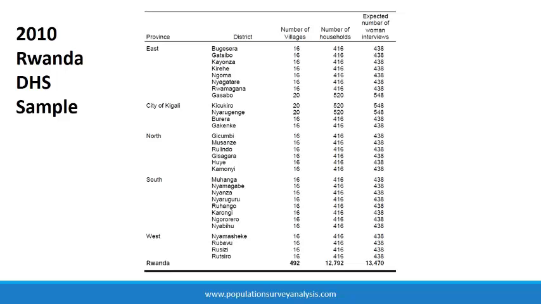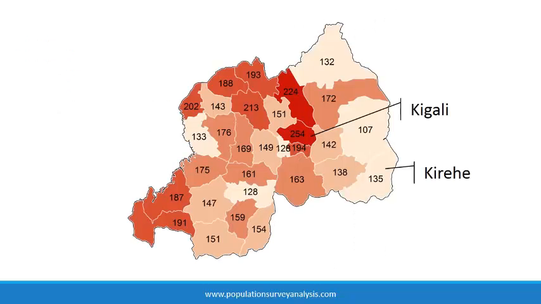Let us think about the impact of stratification through an example. Let us say we are going to select a stratified sample in Rwanda, and we stratify by Rwanda's 30 districts. Here are the total 2010 population figures, in thousands, where dark colors represent larger populations. Kigali district has nearly twice the population as Karehe. So if we sample the same number of people from each district, people from Karehe would be overrepresented in the national sample, and people from Kigali would be underrepresented.